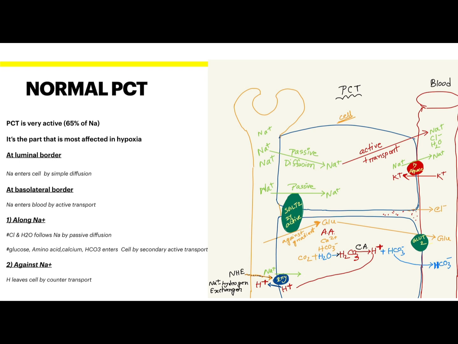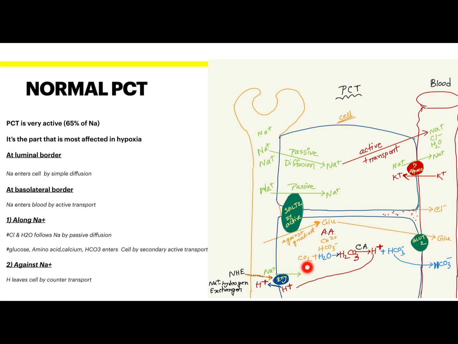Chloride and water follow the sodium. Chloride is reabsorbed into the blood by the electroneutrality law and water by osmosis. Again, some sodium enters into the cell by passive diffusion from the luminal side and it takes glucose, amino acid, calcium and bicarbonate along with it by secondary active transport. The energy that is required during this process is derived from primary active transport. Glucose goes from cell to blood by facilitated diffusion through the Glut2 transporter.